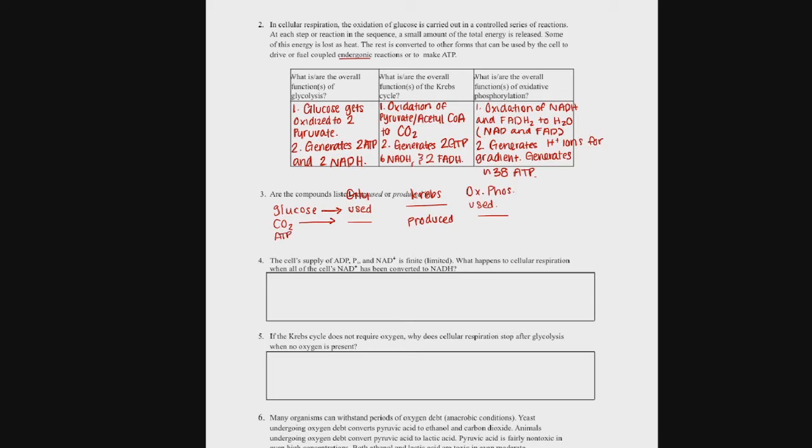ATP is produced here in the form of GTP, and also in oxidative phosphorylation. ADP and Pi are both produced and used in glycolysis. It is only used in the Krebs cycle, and it is again used in oxidative phosphorylation.